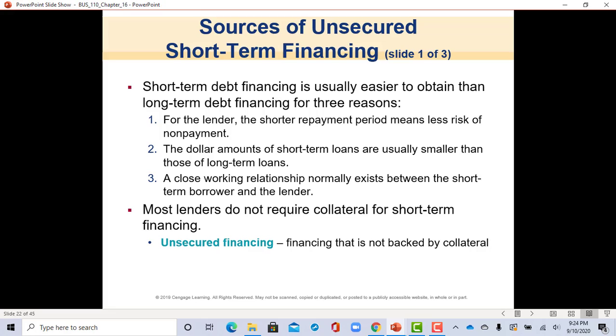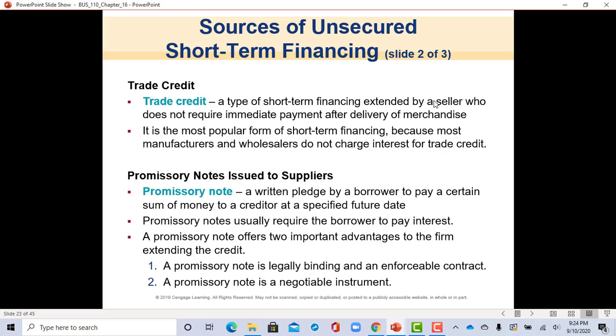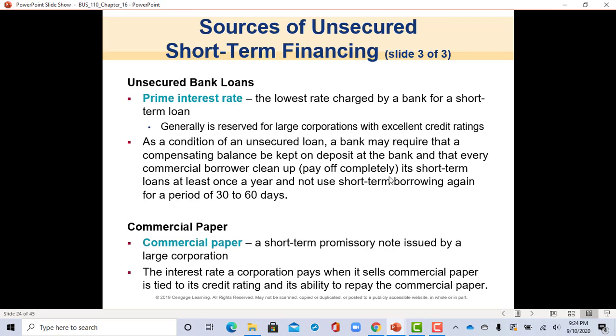Here are some sources of unsecured short-term financing. When we talk about unsecured short-term financing, there's not a piece of collateral used for this financing. Most lenders do not require collateral for short-term financing. There's also trade credit, promissory notes issued to suppliers, all kinds of ways to get that short-term financing. There's unsecured bank loans, there's commercial paper.